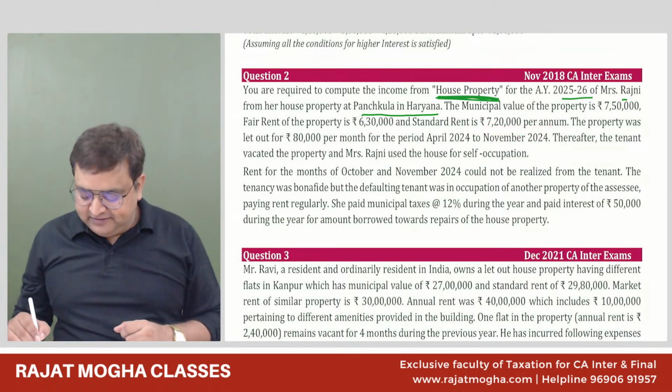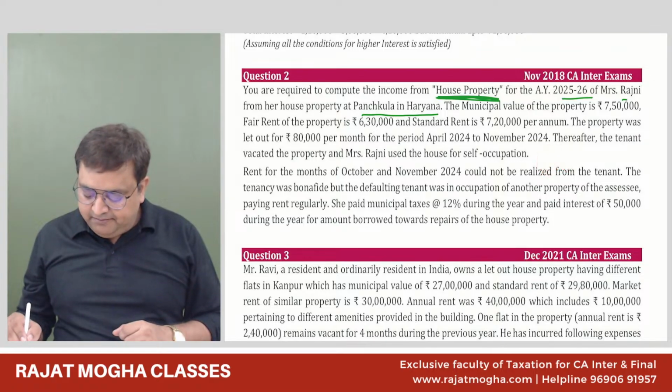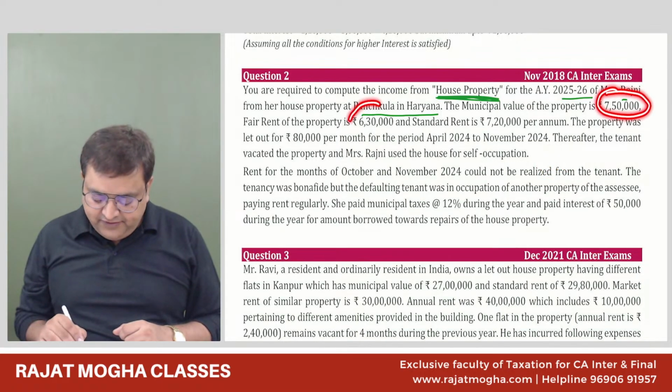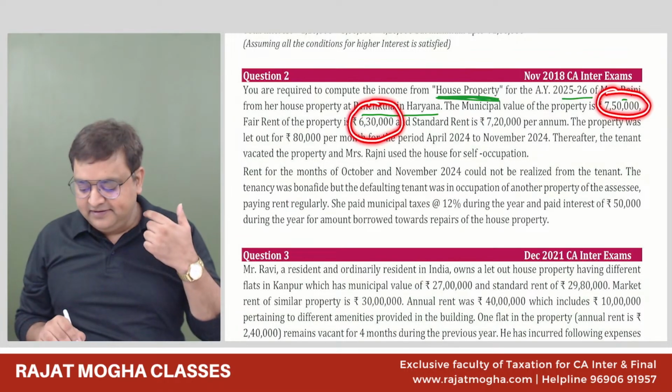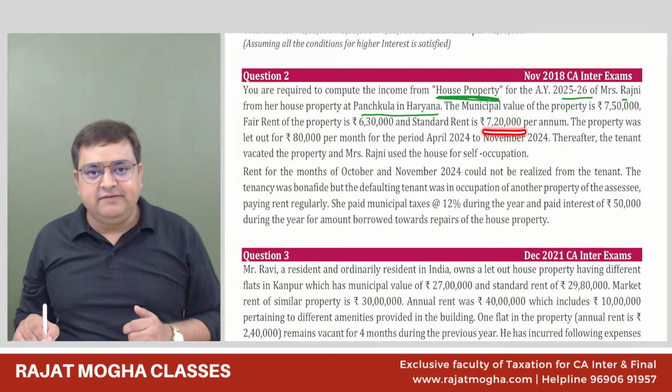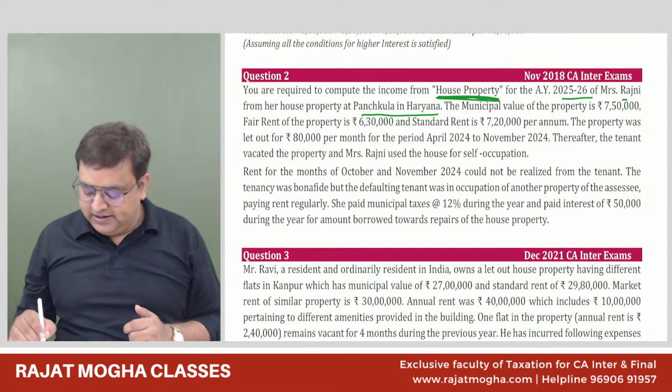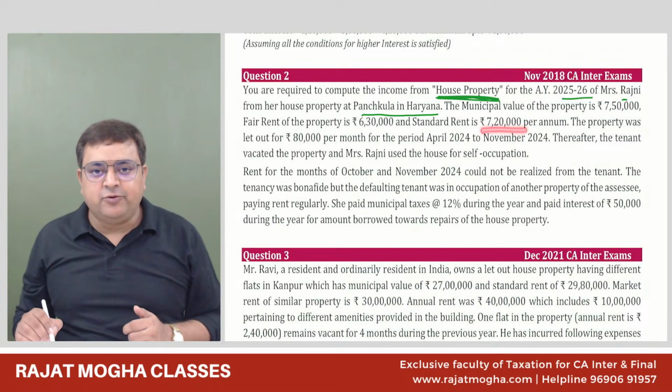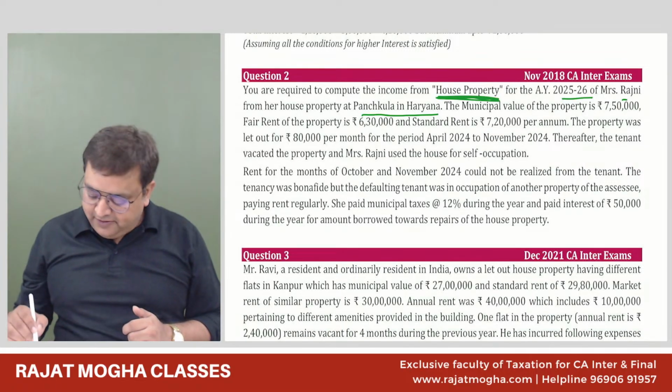Guys, please tell me what is the expected rent. It is easy. Municipal rent 750, fair rental value 630, whichever is higher, 750. Compared to standard rent, 720, whichever is lower. So 720 would be the expected rent. 7,20,000 rupees. Okay.